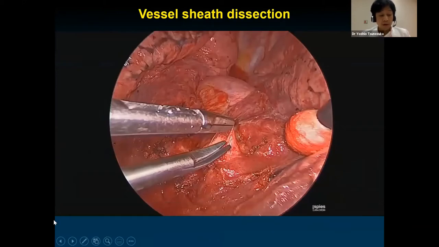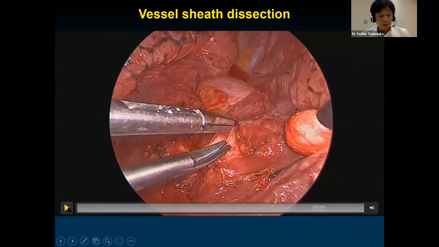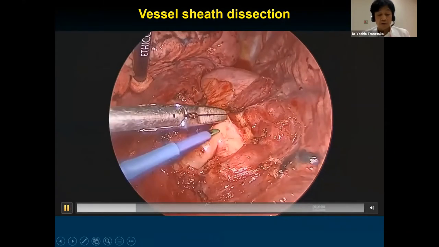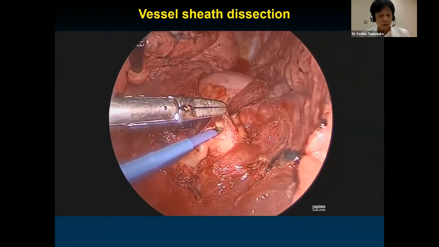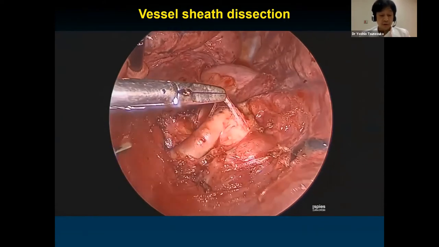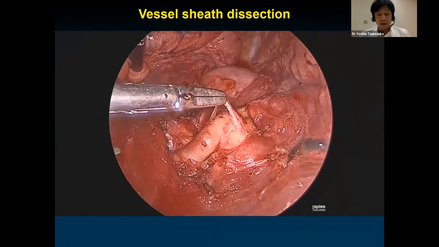This video is an operation of dissecting vessel sheaths. Almost all Japanese thoracic surgeons perform vessel sheath dissecting to isolate the vessel before the division of the vessel. After sheath dissection, the left interlobar pulmonary artery is divided.